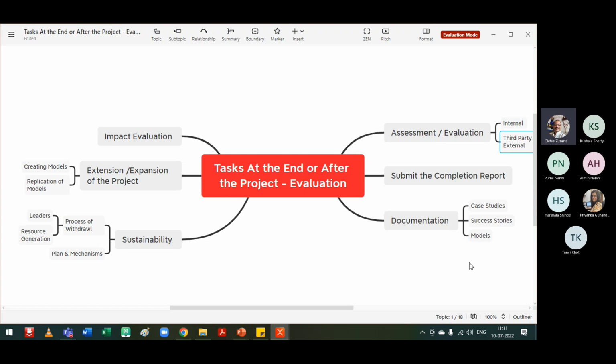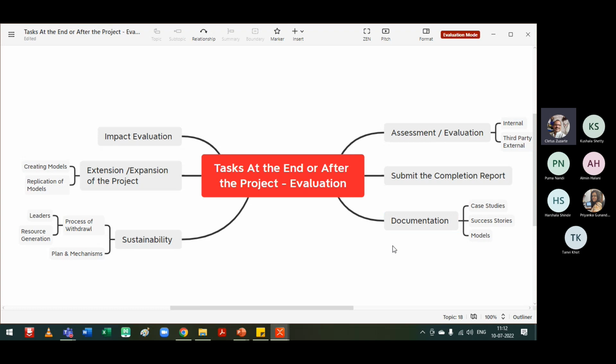I mean, this is my opinion. It should be handed over to the community or to those responsible. You could form a producer company. So those people who are the core committee would then take on the responsibility of running that enterprise. Okay, so that is what you will do at the end of the project or after the project.